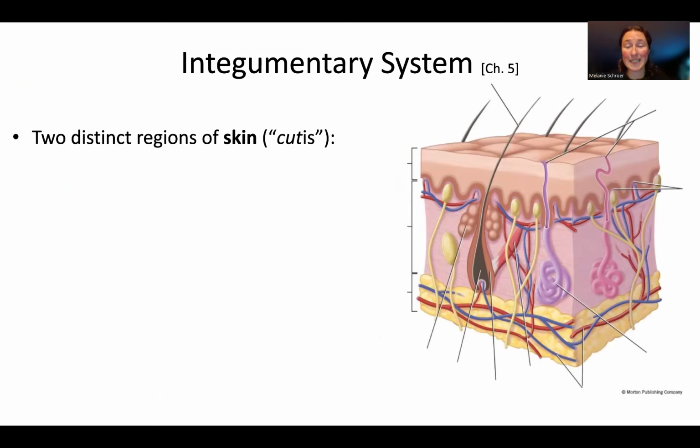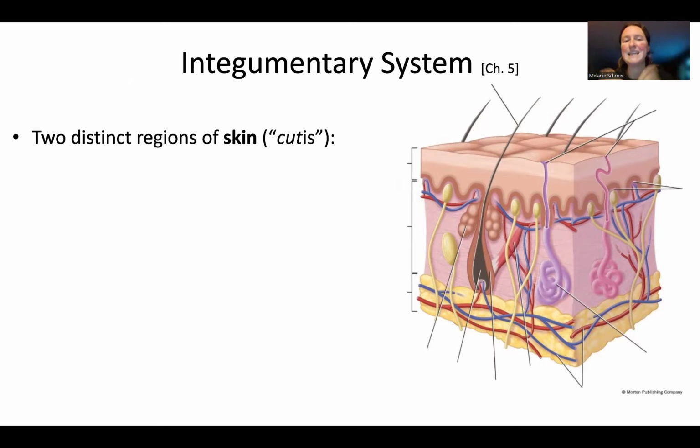All right, so let's take a look at the integumentary system. The integumentary system is an organ system. That is, it has multiple organs that are made of tissues. The integumentary system can be divided into two distinct regions of skin, and then under that, there is a third region.